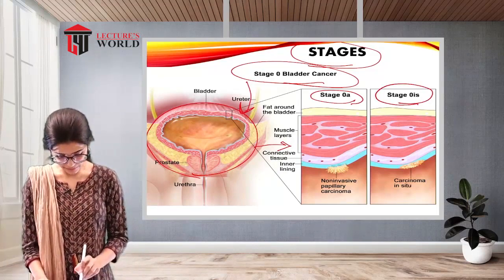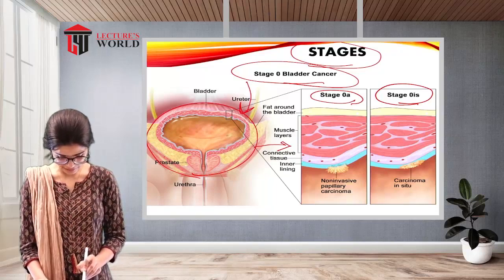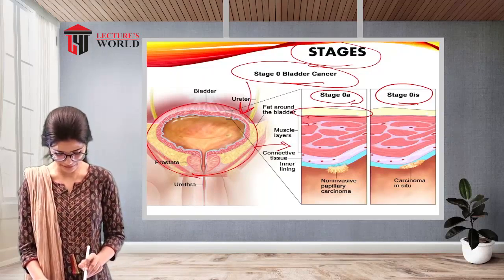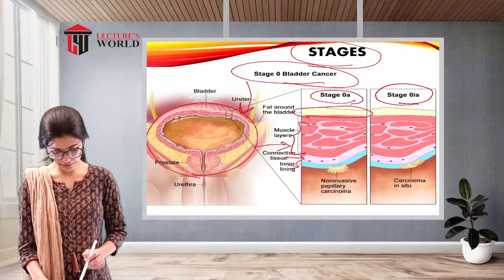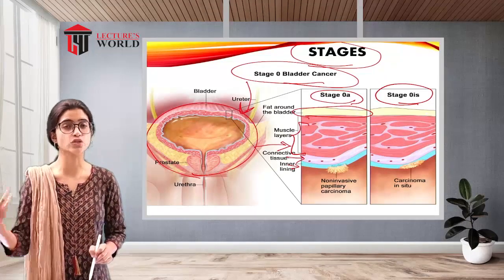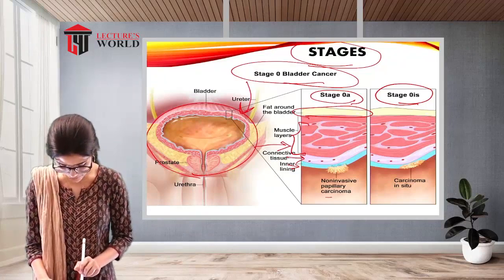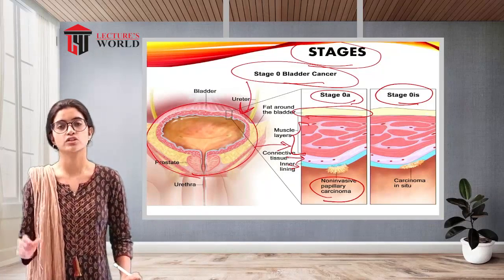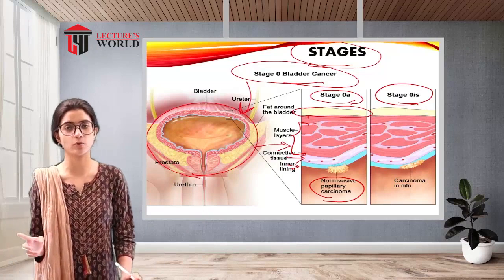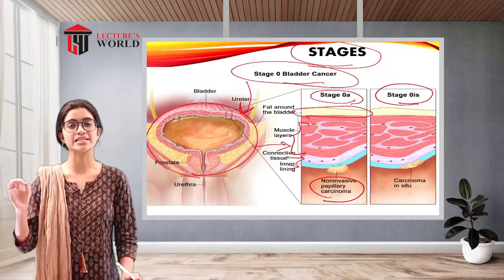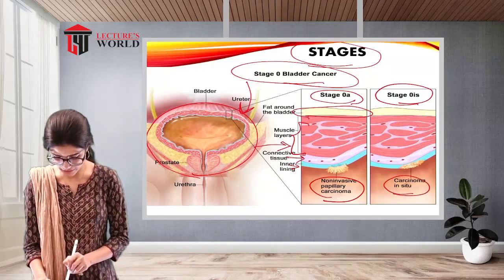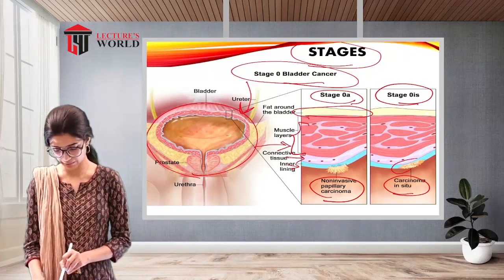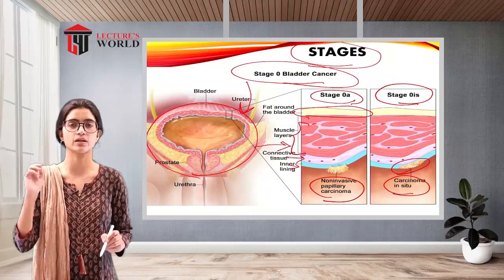Now the bladder is surrounded by a fat region, fat tissue. These are the muscle layers of the bladder, followed by the connective tissue and the inner lining. So within the inner lining, if there is a cancerous growth happening, we call it a non-invasive papillary carcinoma, which is called stage 0A. Now, in the carcinoma in situ, again the inner lining has been affected, but the cancer is staying within that particular state.